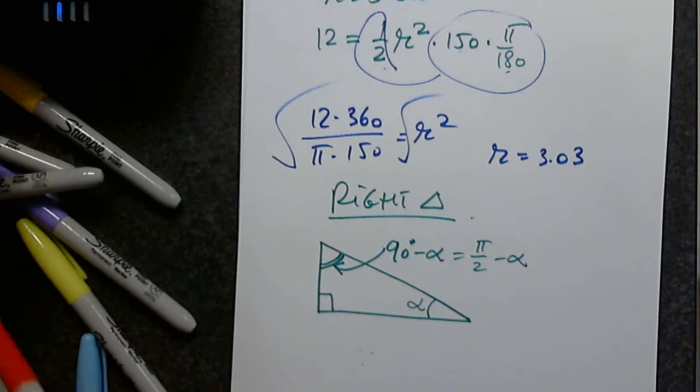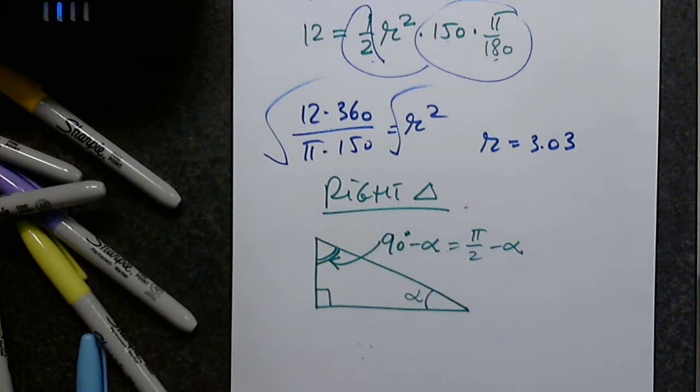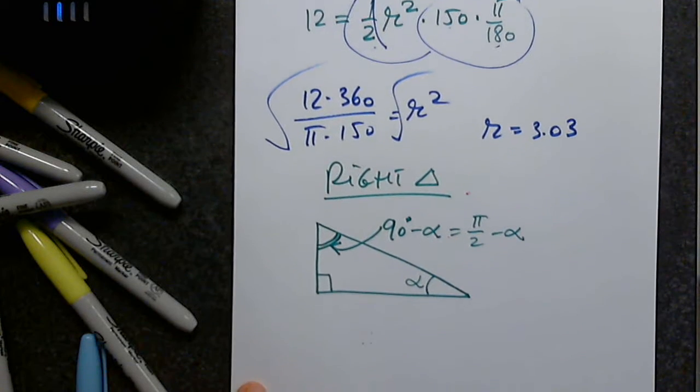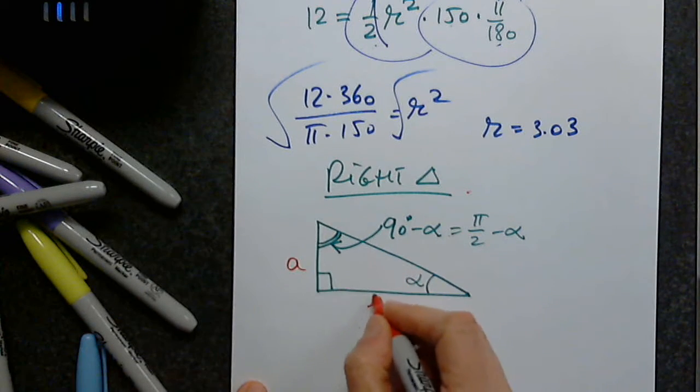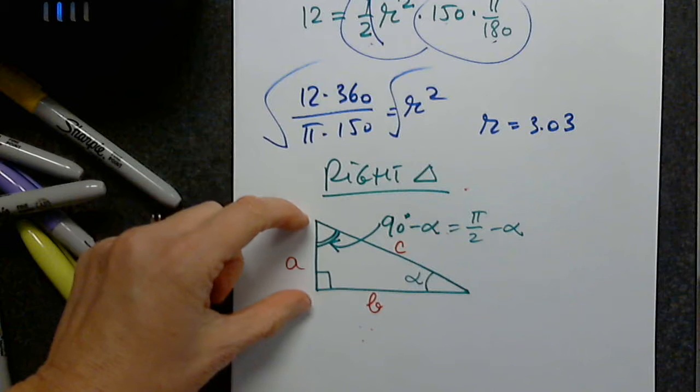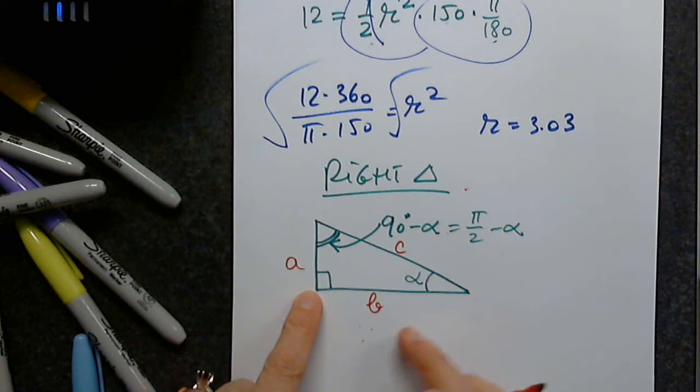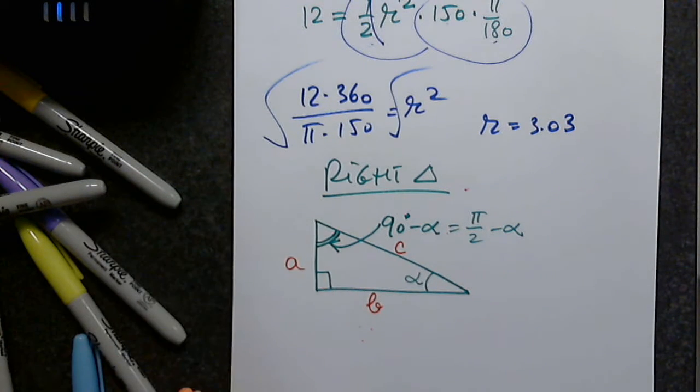Yeah, we have to use both, and we have to try to get used to pi, to radians, I meant. Good. So I'm going to give some letters here. I'm going to say this is A, and this is B, and this is C. So the measure of this leg is A, the measure of this leg is B, and the measure of the hypotenuse is C.